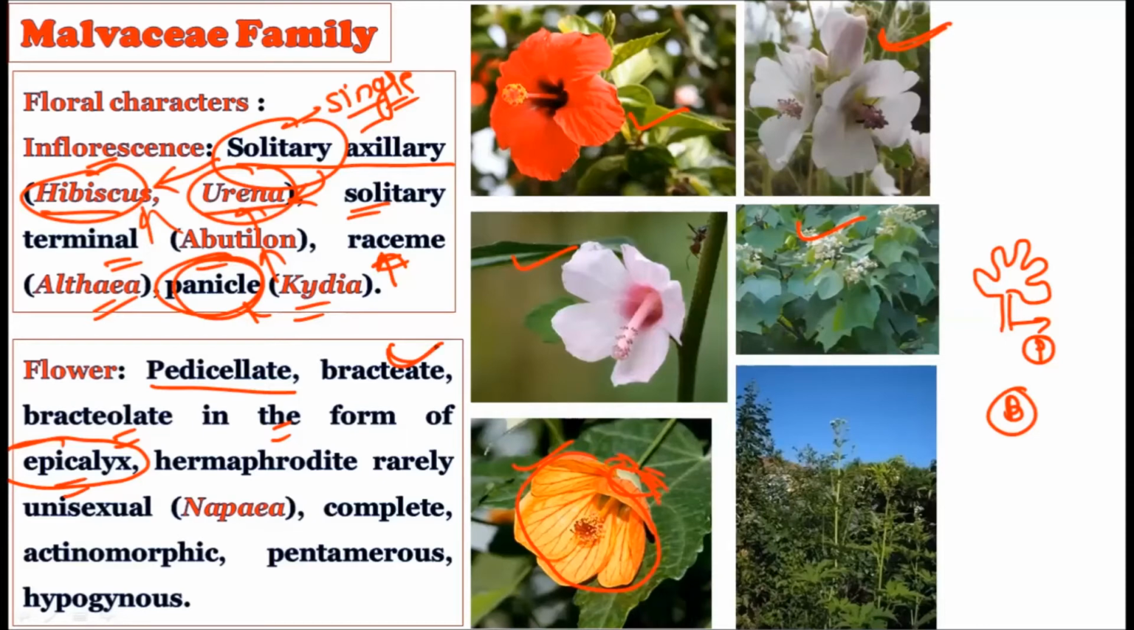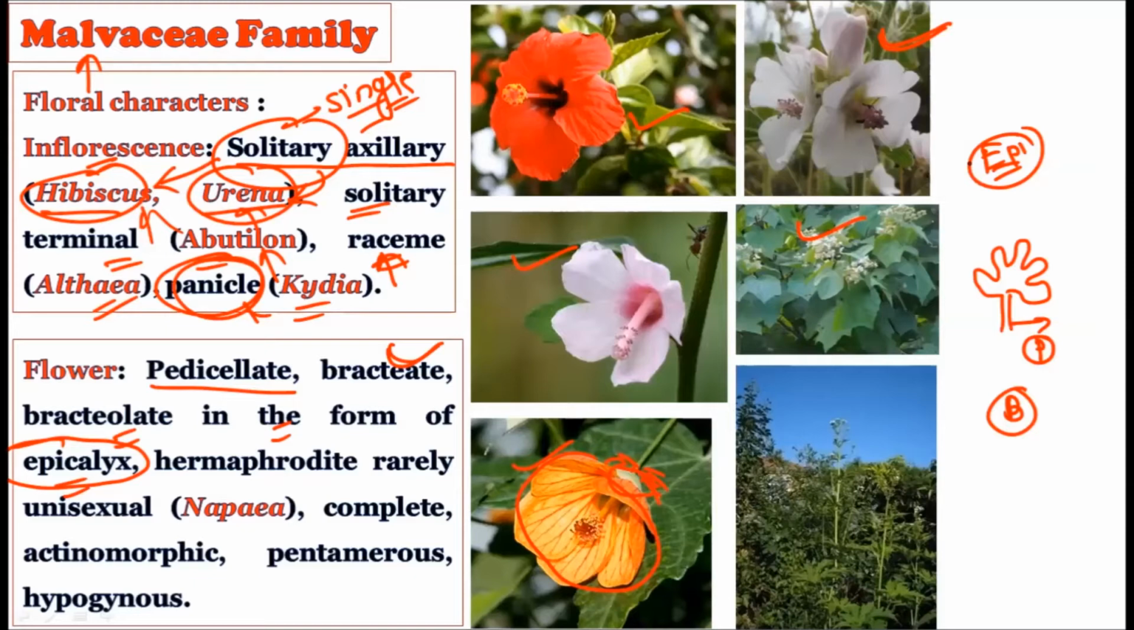The presence of the epicalyx makes the Malvaceae family very different from the rest of the families, because in the majority of plant families we don't see the epicalyx. This will also be reflected in the floral formula. In the floral formula we also have to give the epicalyx, how many epicalyx lobes there are and what their nature is. So the epicalyx is present below the calyx, and it makes the Malvaceae family very unique of its own kind.